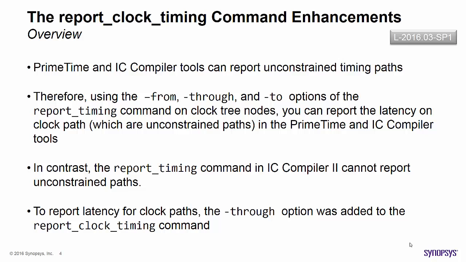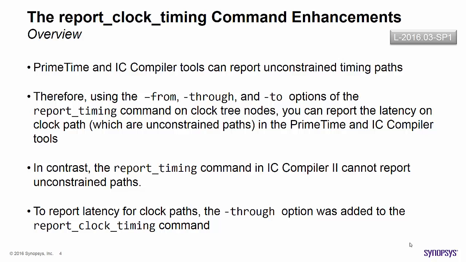PrimeTime and ICC can report unconstrained timing paths. Therefore, using the -from, -through, and -to options of the report_timing command on a clock tree node, you can report the latency on clock paths, which are unconstrained paths, in PrimeTime and ICC. However, the report_timing command in ICCII cannot report unconstrained paths.